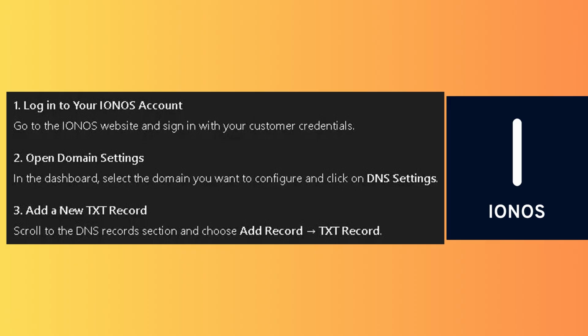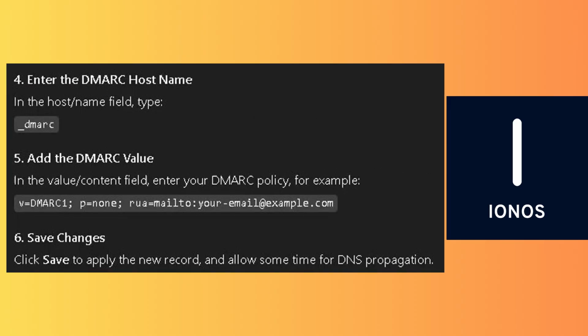Add a new TXT record. Scroll through the DNS record section and choose to add a record, such as a TXT record. Enter the DMARC hosting name. In the host/name field, type _DMARC.